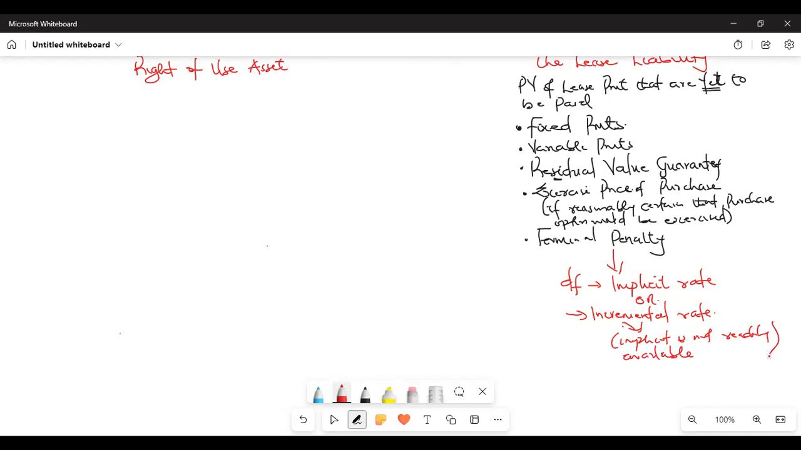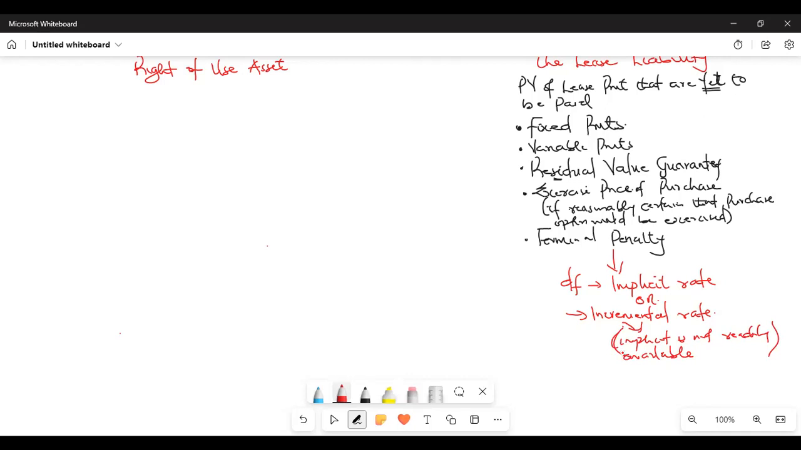When we say these things, these are what the examiner will thrive on. So he will give you an implicit rate and tell you that as at the time of the lease, it is not readily available. Then he will give you another incremental rate. So be careful. These are the nitty-gritties.